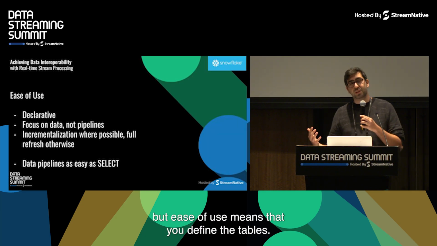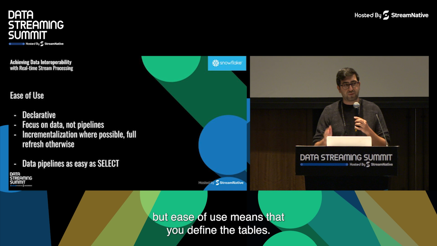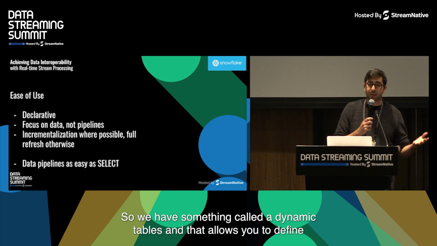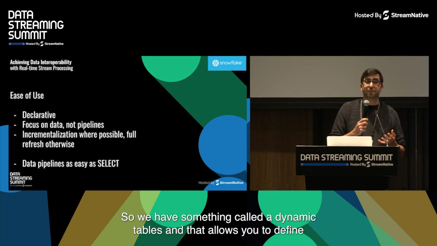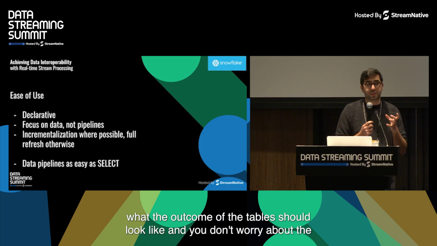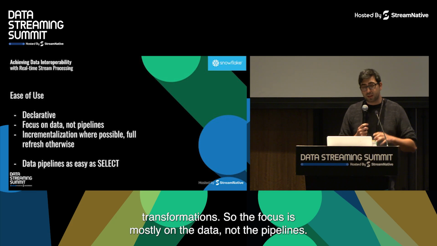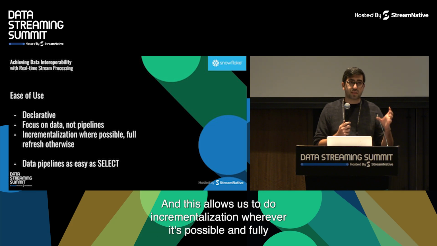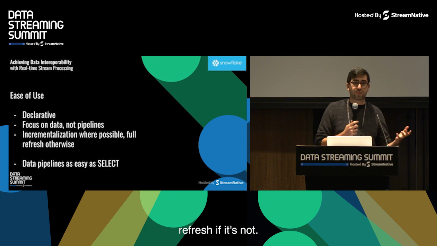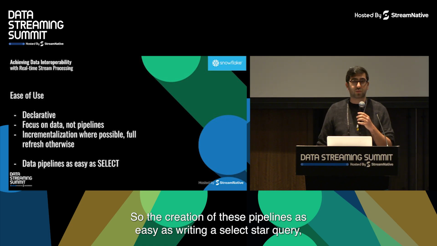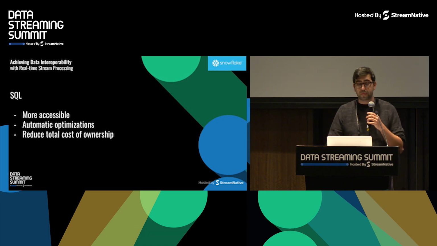But ease of use means that you define the tables. We have something called dynamic tables, and that allows you to define what the outcome of the tables should look like, and you don't worry about the transformations. So the focus is mostly on the data, not the pipelines. And this allows us to do incrementalization wherever it's possible and full refresh if it's not. So the creation of these pipelines is as easy as writing a select star query.